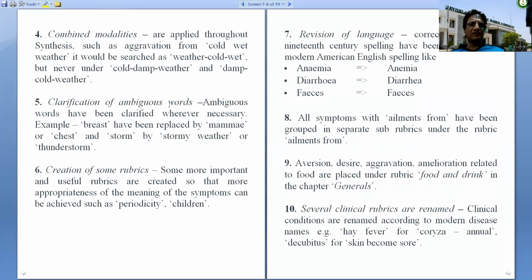Clarification of ambiguous words. Ambiguous words have been clarified wherever necessary. For example, breast has been replaced by mammae or chest, storm by stormy weather or thunderstorm. Creation of some rubrics. Some more important and useful rubrics are created so that more appropriateness of the meaning of the symptoms can be achieved, such as periodicity, children.